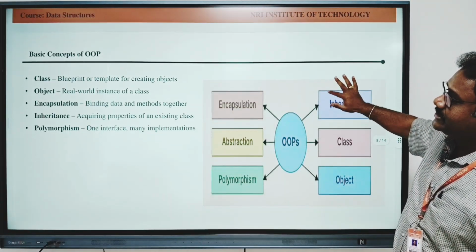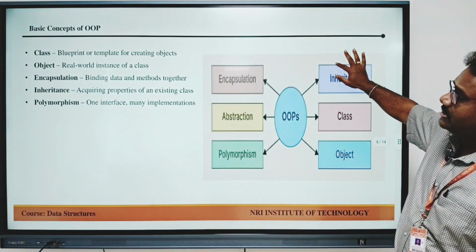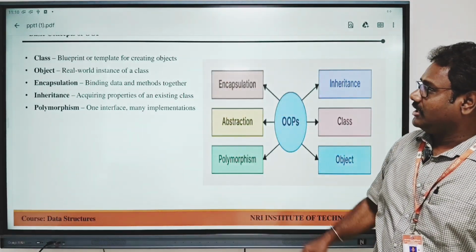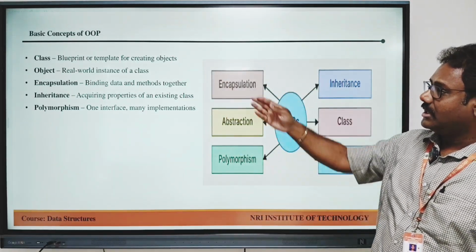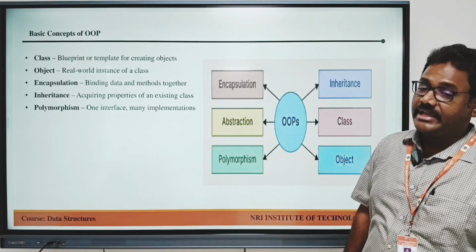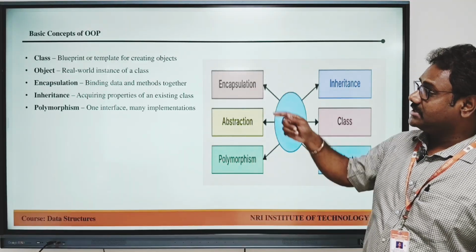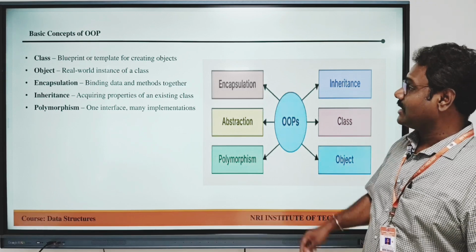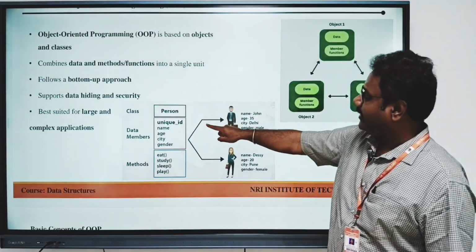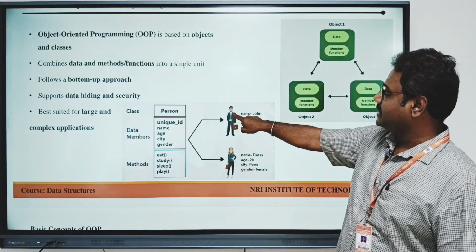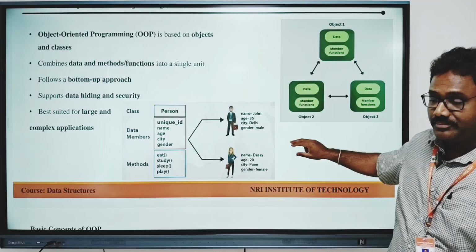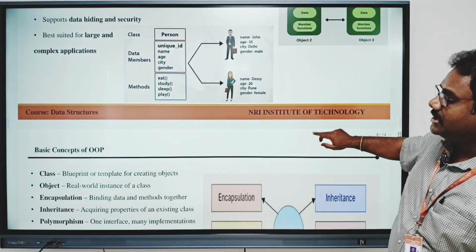So, basic concepts. Based on the above example, we'll have the clear definition. A class is nothing but a blueprint or template for creating objects. An object is nothing but a real world instance of a class. You can see this example here. Person is a class, and the instances of the class are this object, this object and some other objects. You can have any number of objects under that class.